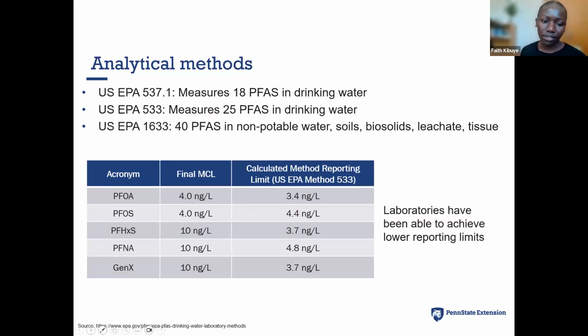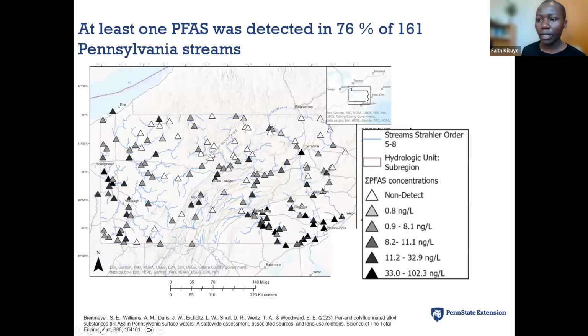So the next few slides, I'll share some data with regards to occurrence of PFAS in surface water sources. So this is a USGS study that monitored Pennsylvania streams, and they were finding that PFAS are indeed prevalent, and they are finding at least one PFAS compound present in 76% of the streams. Then this map is showing total PFAS concentrations. We see that there are areas that we cannot detect PFAS, but there are areas that have total PFAS concentrations as high as 100 nanograms per liter.